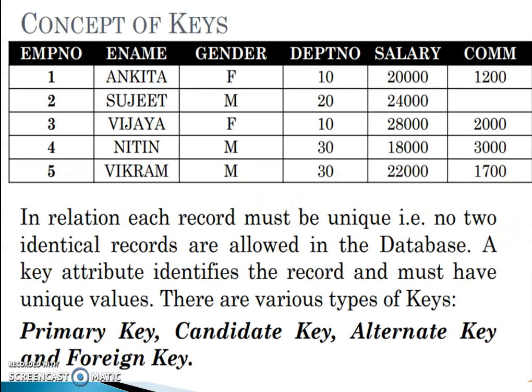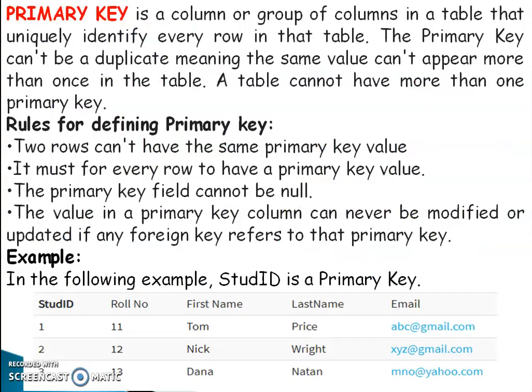In a relation, each record must be unique, that is, no two identical records are allowed in the database. A key attribute identifies the record and must have unique values. There are various types of keys: primary key, candidate key, alternate key, and foreign key. First one, primary key. What is it?